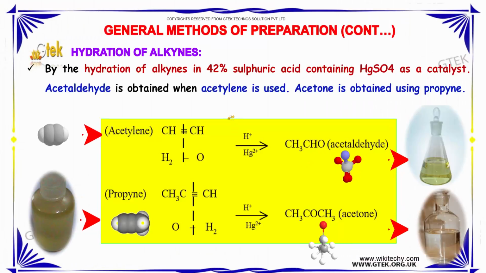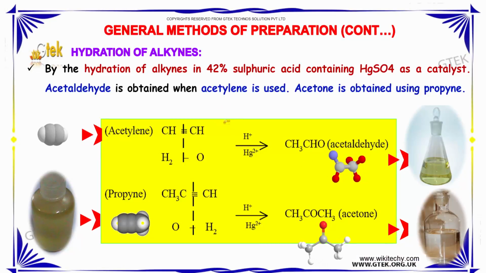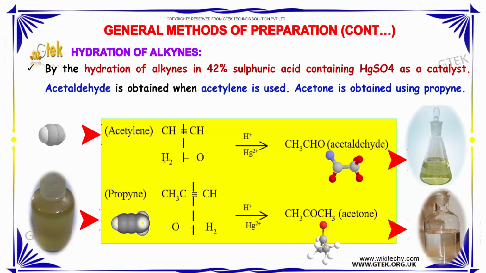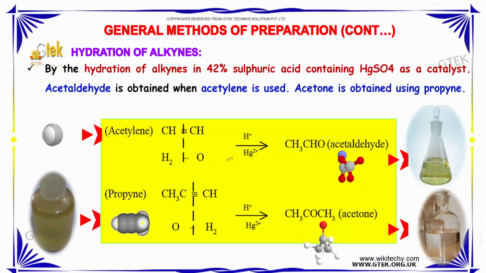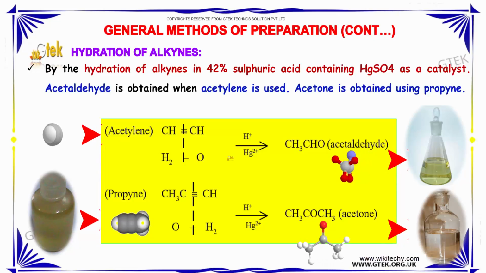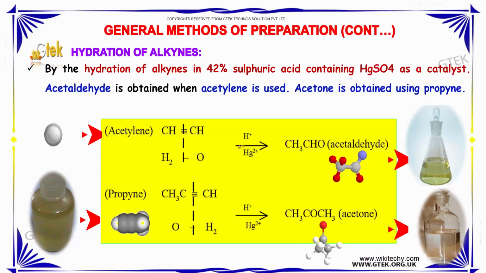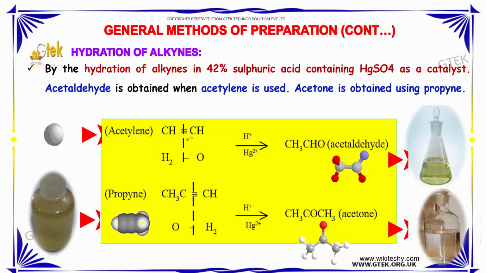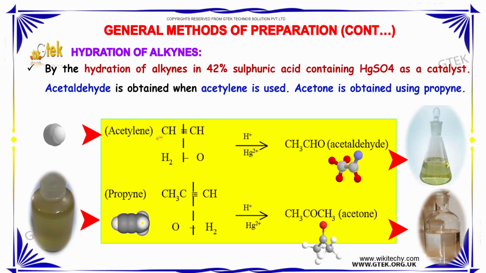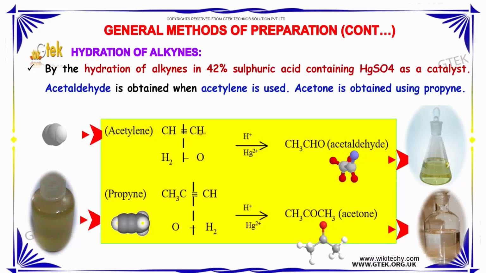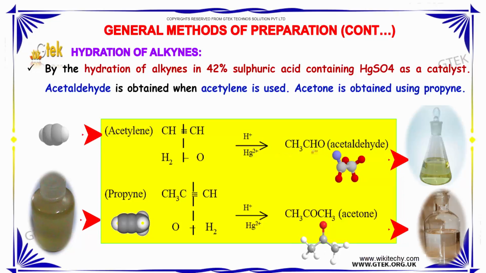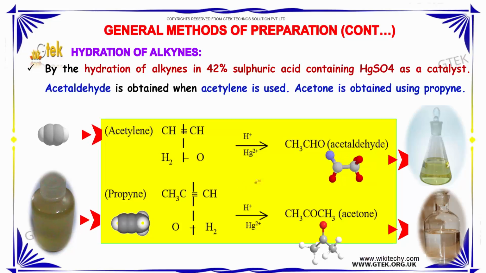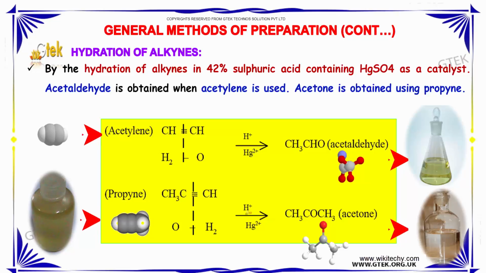Let us now discuss the hydration of alkynes. By the hydration of alkynes in 42% sulphuric acid containing HgSO4 as a catalyst, acetaldehyde is obtained when acetylene is used. Using propyne can also result in the formation of acetone. When acetylene is taken, this triple bond here is cleaved in the presence of H+ and Hg2+, that is, mercury catalyst. Acetaldehyde is formed. If propyne is taken, the same thing occurs and the formation of acetone takes place.